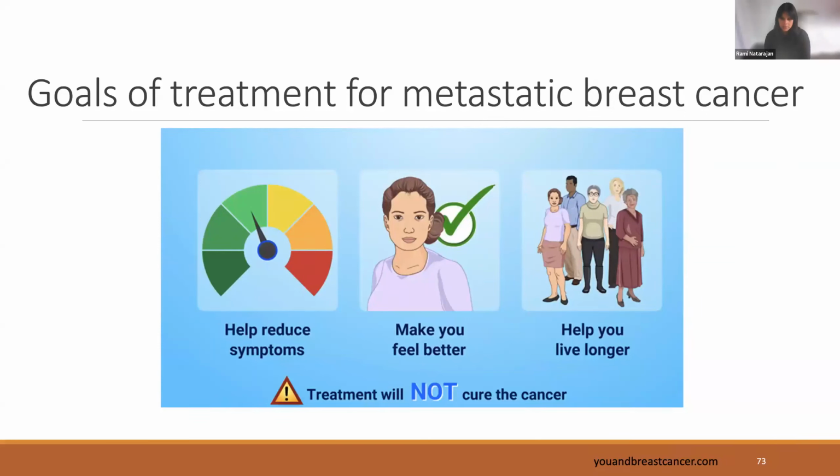And sometimes this is a very difficult conversation to have with patients, but usually at the time of diagnosis, we do like to let them know that unfortunately we can't cure their cancer. Although depending on the subtype of cancer, patients can live for a fair amount of time, although it's challenging to predict how long.